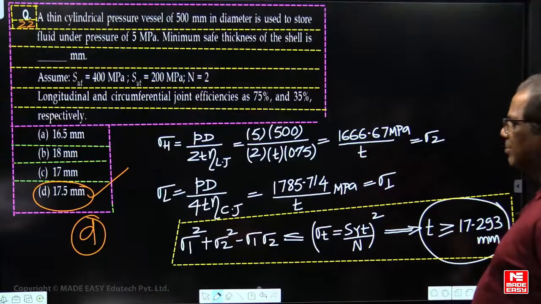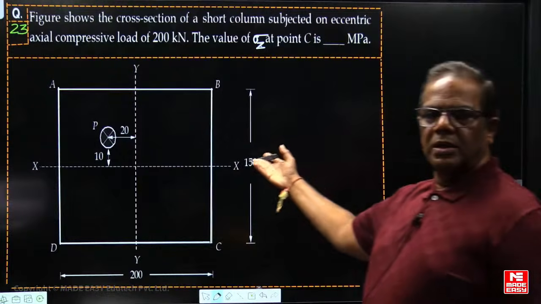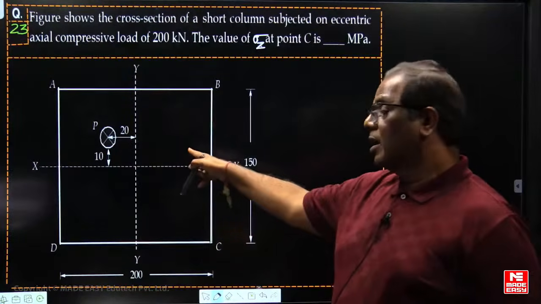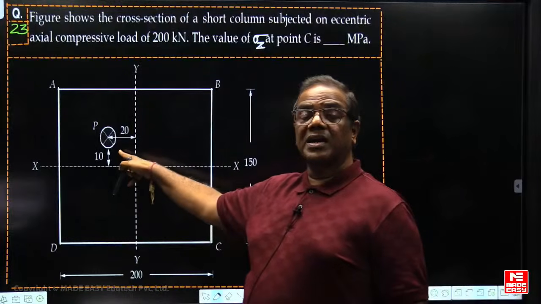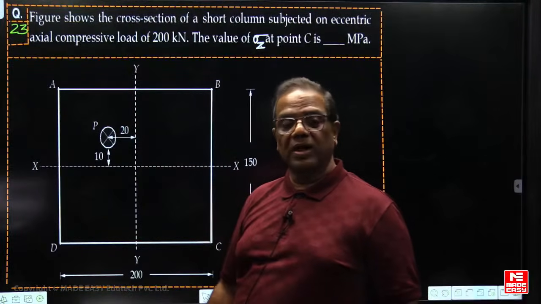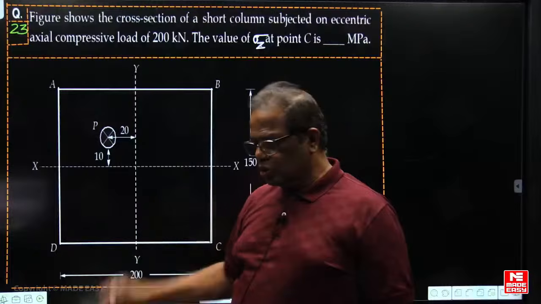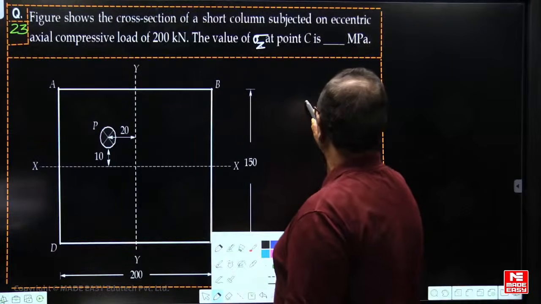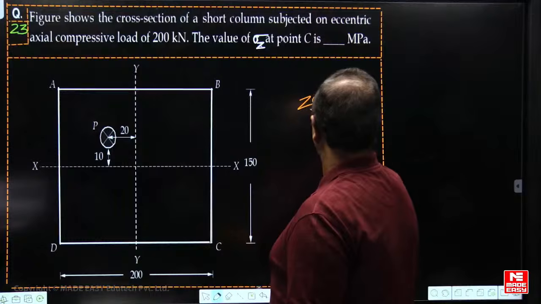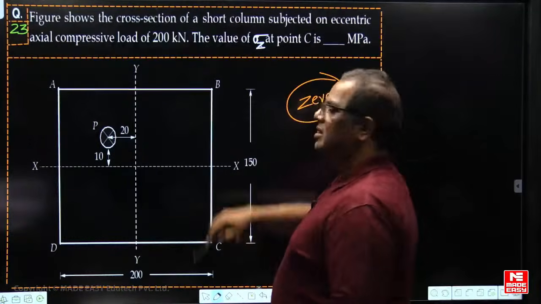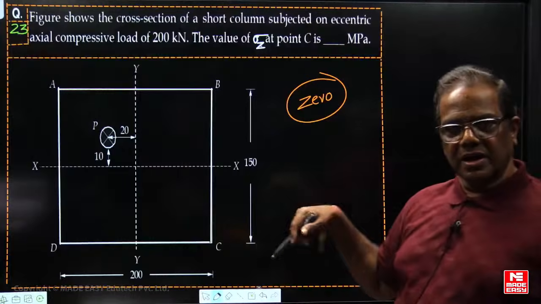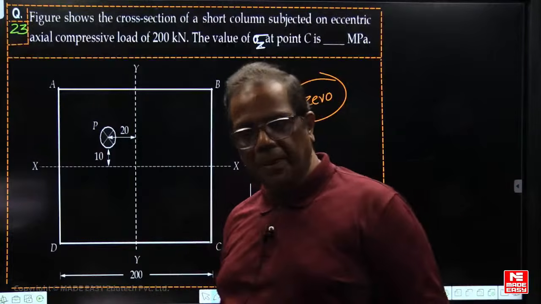So 3 questions I'm showing. Columns question. All the chapters I covered it. Column is subjected to eccentric axial compressive load, 2 eccentricities. Solve this question now. For this question, answer is 0. Solve this question. If you are not getting, you can contact me on my WhatsApp number now.